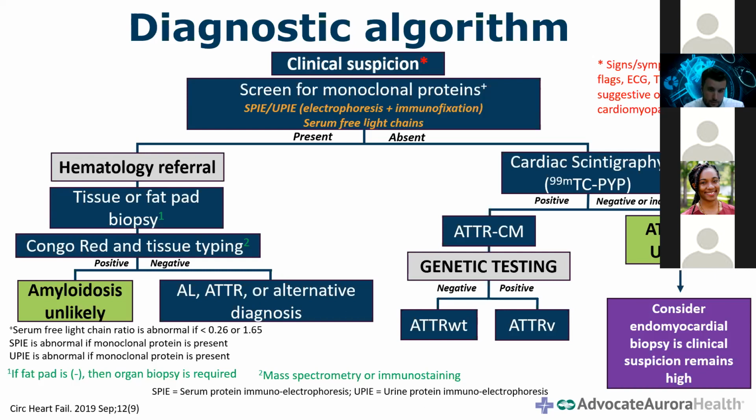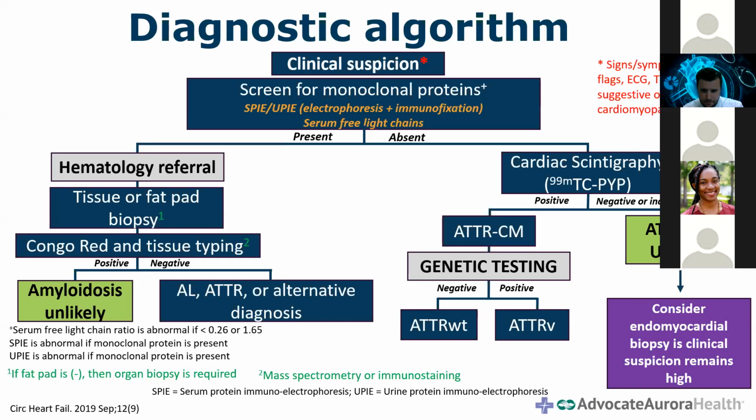The clinician should then proceed to the right side of the diagnostic algorithm by ordering a technetium pyrophosphate scan. If the scan is positive, the patient can be diagnosed with transthyretin cardiomyopathy, which is then followed by genetic testing to differentiate between wild type and variant disease. If the test is negative, transthyretin cardiomyopathy is unlikely, though one can pursue a biopsy if the clinical suspicion is still high.